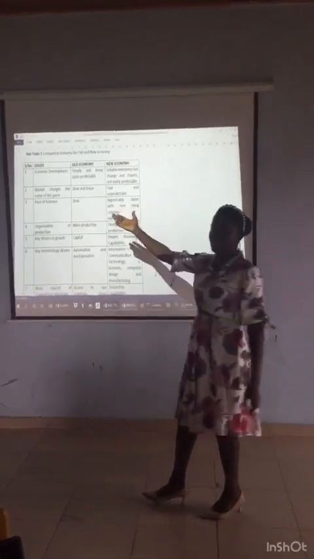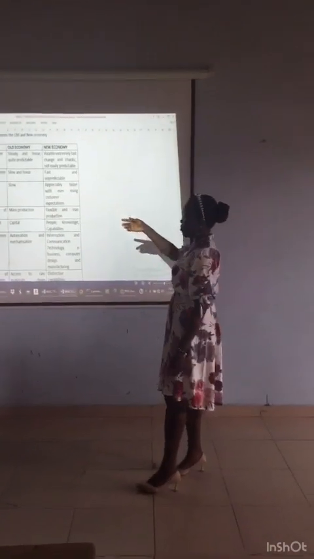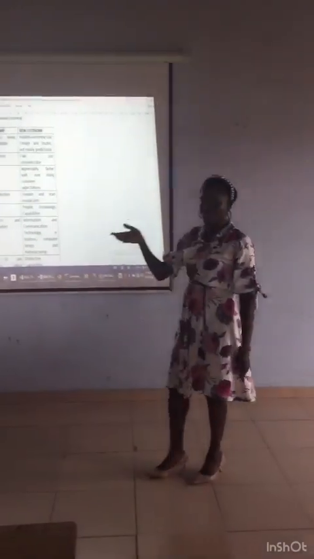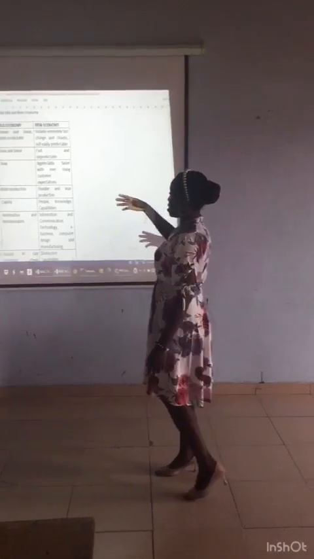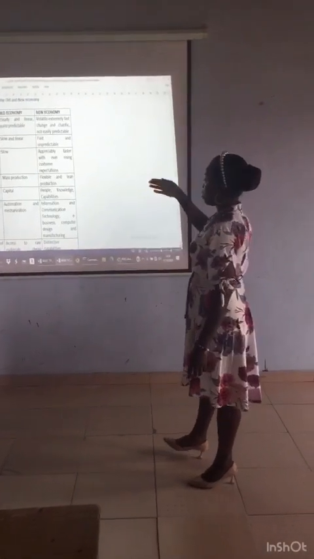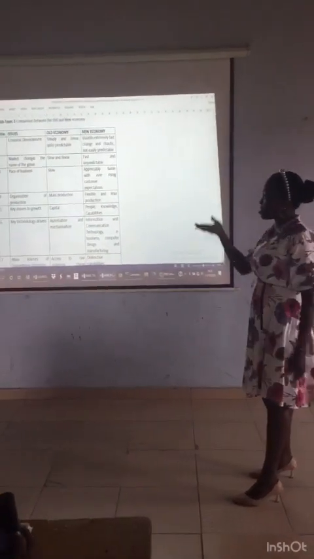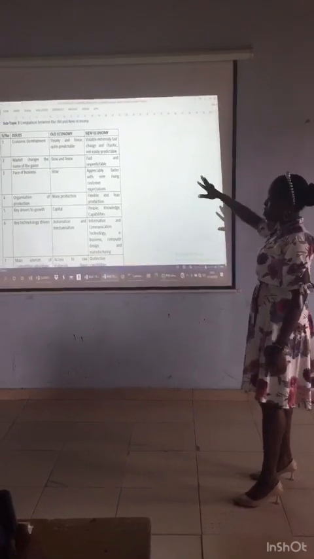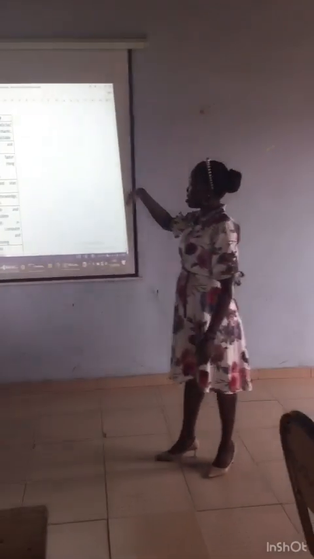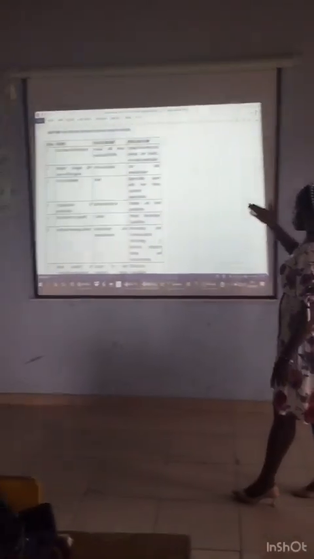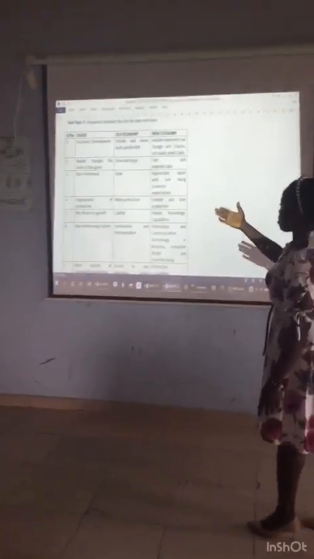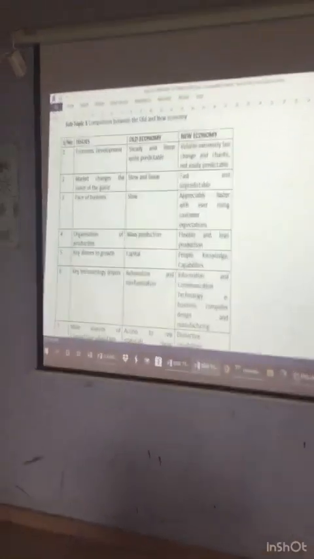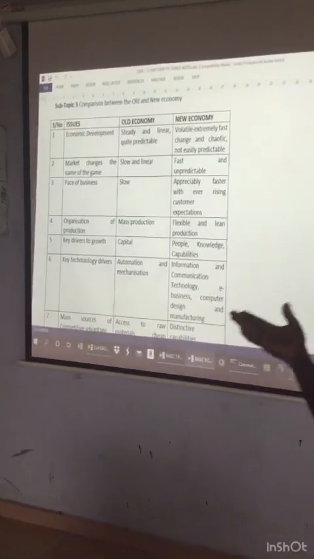Now, in our today's class, we'll be looking at the differences between the old economy and the new economy in terms of economic development. Now, the old economy was steady and linear, but quite predictable. But the new economy we have today is volatile, extremely fast, changing and chaotic, and it's not easily predictable. Now, what do they mean by that?